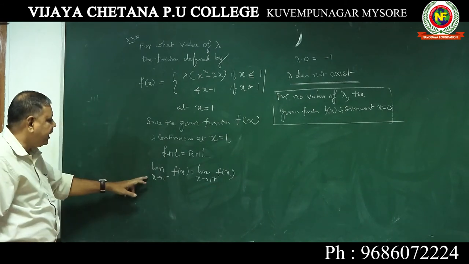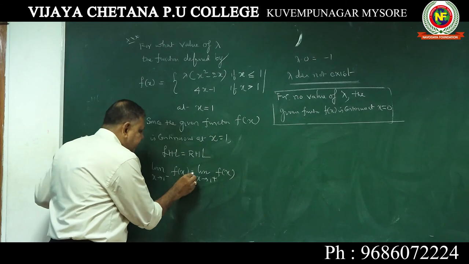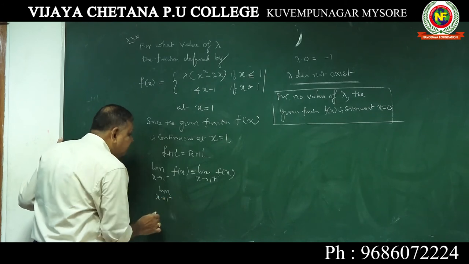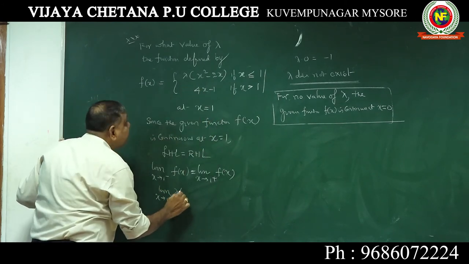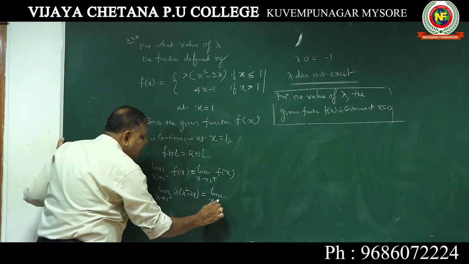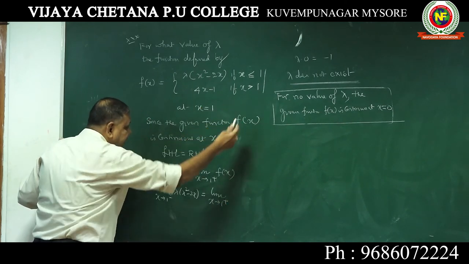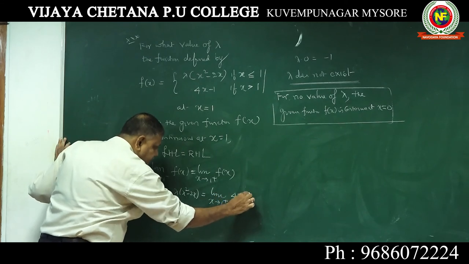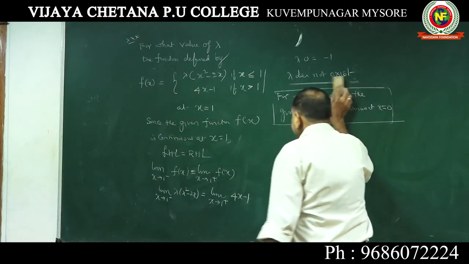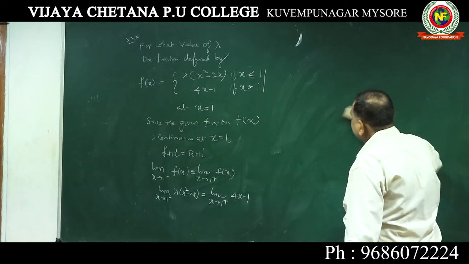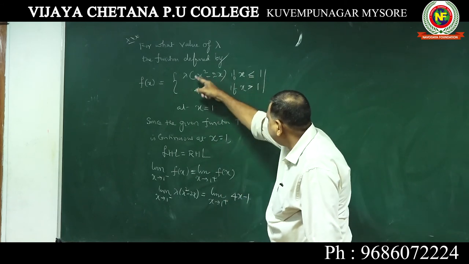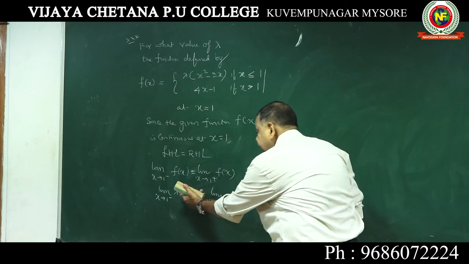So here the left hand limit should be equal to the right hand limit. Limit x tending to 1 minus of f(x), for x less than 1, is lambda into x square minus 2x, equal to limit x tending to 1 plus of f(x), for x greater than 1, where you should take 4x minus 1. Take that left hand limit and right hand limit. I hope you have understood. Now substitute x equal to 1.